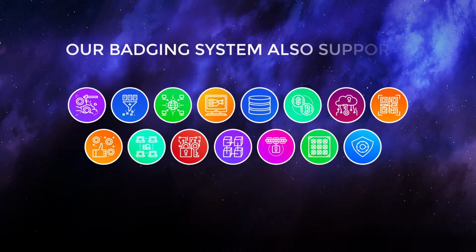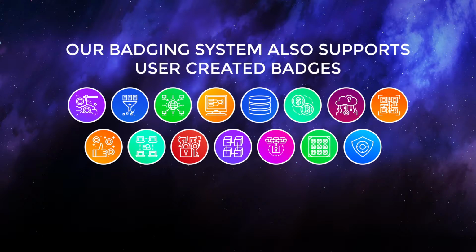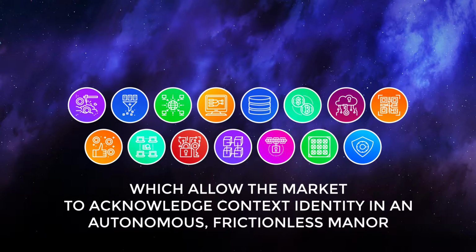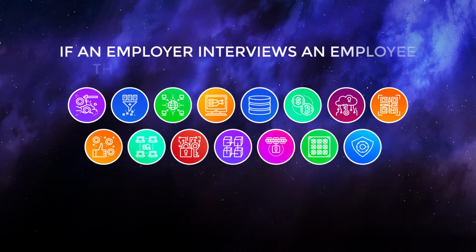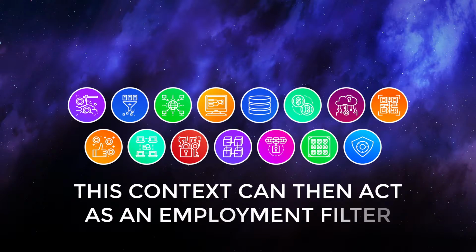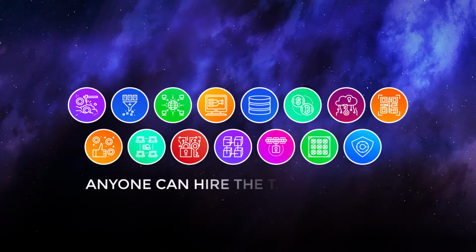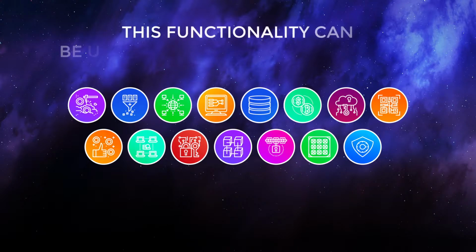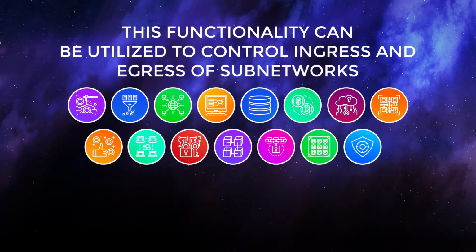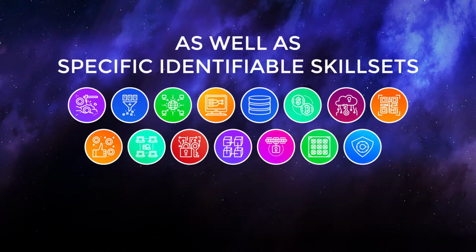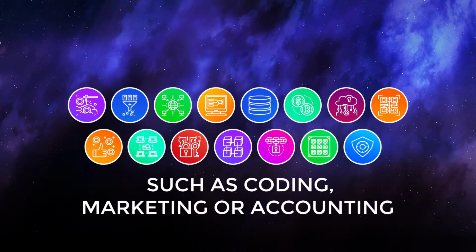Our badging system also supports user-created badges, which allow the market to acknowledge context identity in an autonomous, frictionless manner. If an employer interviews an employee, they can grant a custom badge. This context can then act as an employment filter. Anyone can hire the target user in the future without needing to interact. This functionality can be utilized to control ingress and egress of subnetworks, as well as specific identifiable skill sets such as coding, marketing, or accounting.